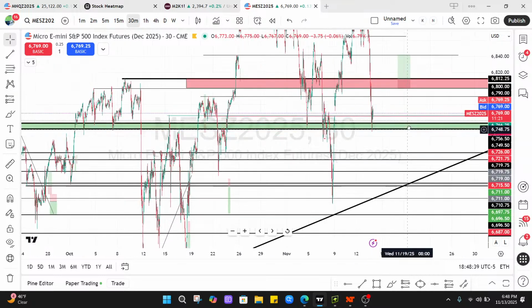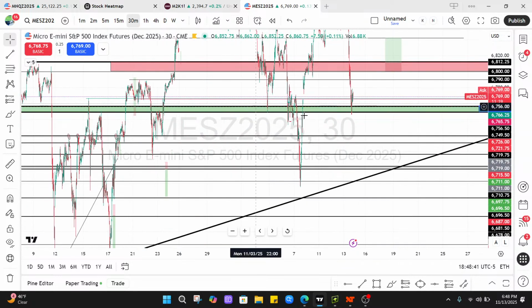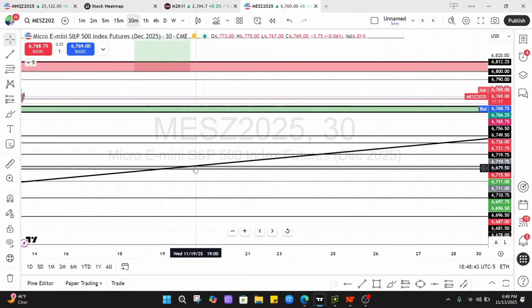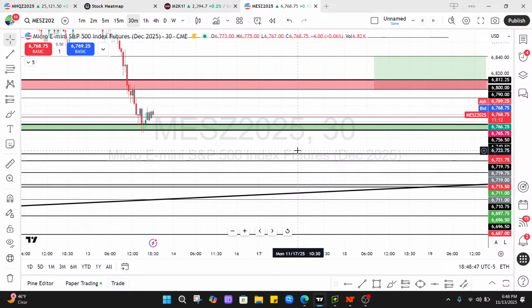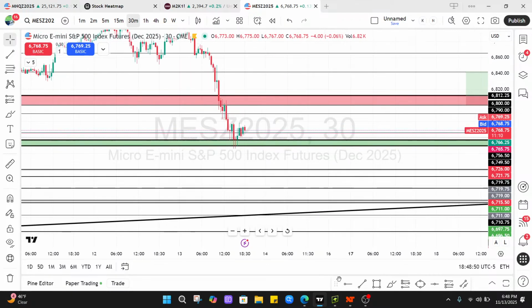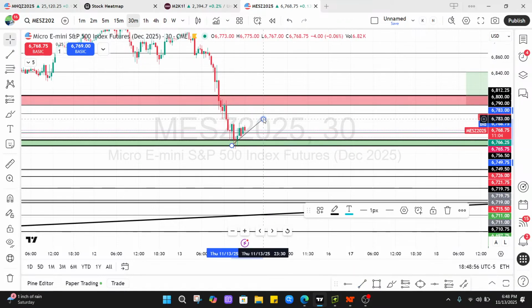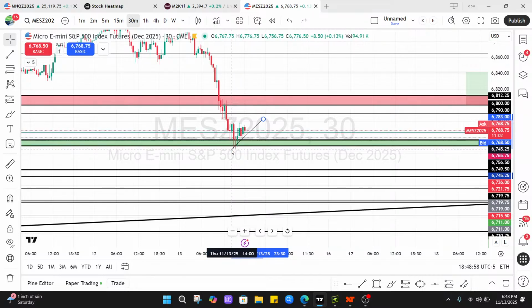To the downside, I'd be looking for rejection off of this bear flag that would be forming right now, just like in the NASDAQ. So as we can see, we have a bear flag forming right here.